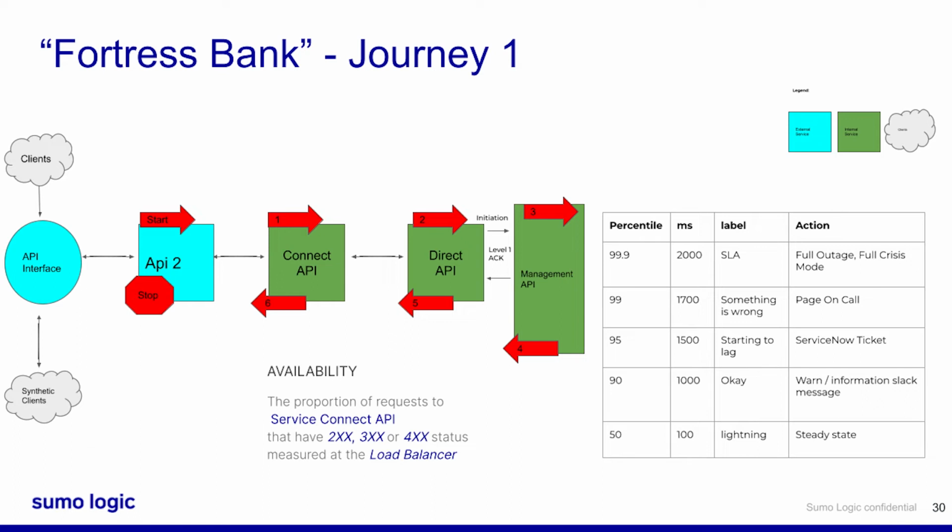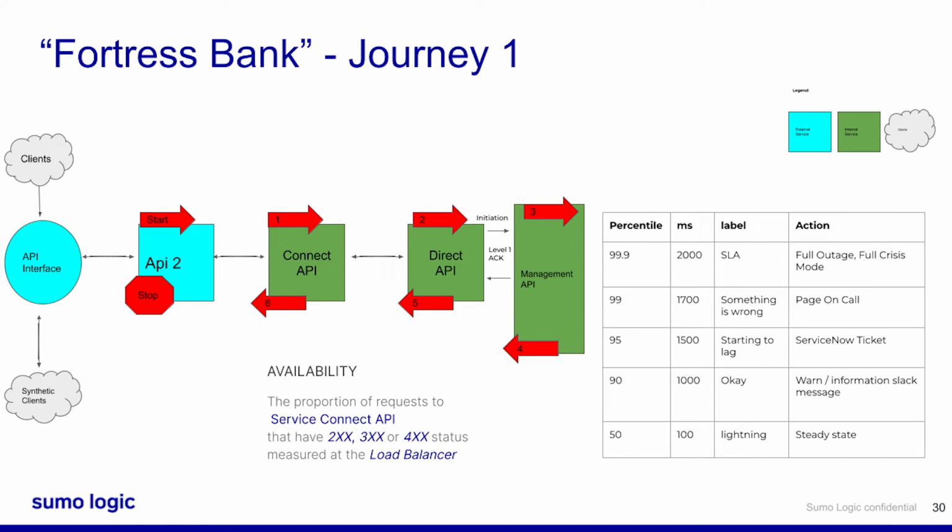Let's try to figure out what makes sense at the bottom here. So we went back to existing data to see how long the fastest 50% of transactions took. To our surprise, it was a lightning quick 100 milliseconds. With our fast and slow boundaries defined, now we can make steps up towards our SLA.